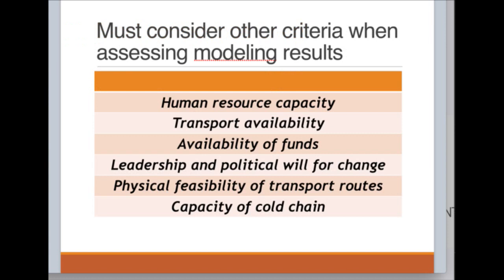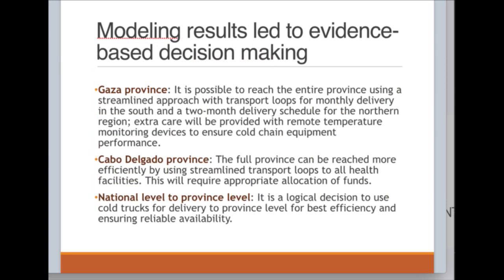So when you are doing modeling, you have to consider other criteria. It's not just what comes out of the computer, people have to sit and look at it, because a model can look beautiful coming out of the computer, but then it gets tested on whether there's human resource capacity, transport availability, availability of funds, political will, and physical feasibility of transport to reach those places. All those things are very important to consider in order to eventually pass the model as one that is implementable. So at the end of it, the decision in Gaza made by the provincial government is that it is possible to reach the entire province using a streamlined approach, with transport routes for monthly deliveries in the south and a two-month delivery schedule for the northern region. But extra care will be provided with remote temperature monitoring devices to ensure cold chain equipment performance.